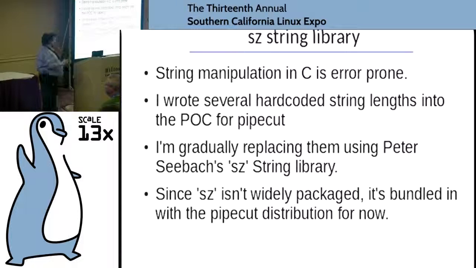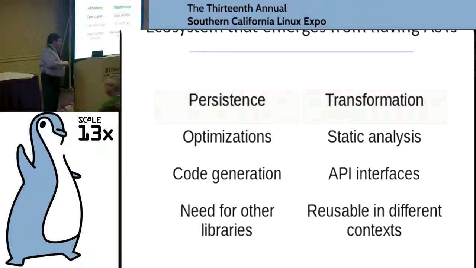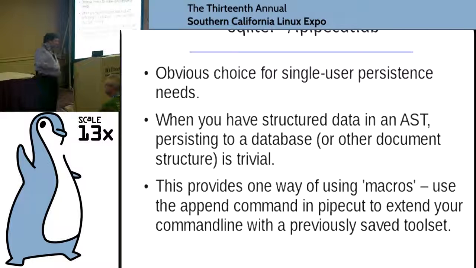Because SZ is not available in most of the package systems for various operating systems, I'm just bundling it in with Pipecut for now, and then it can get packaged externally if it becomes in demand from other applications. But I'm happy with what it's been doing for me. So that covers most of the ecosystem stuff. I mentioned SQLite and the persistence.